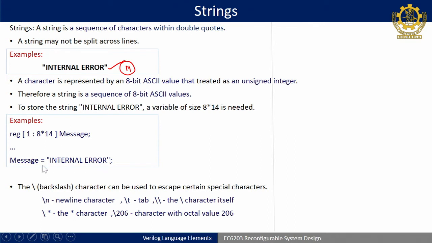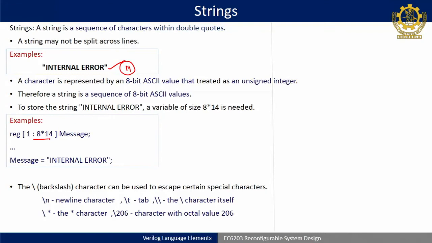In double quotes you can assign message is equal to double quote, within that internal underscore error. Depending upon your internal error size, or whatever string size you are writing, you have to decide the size of this register variable.